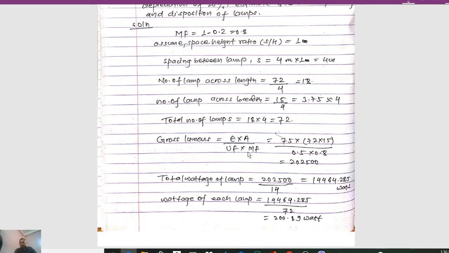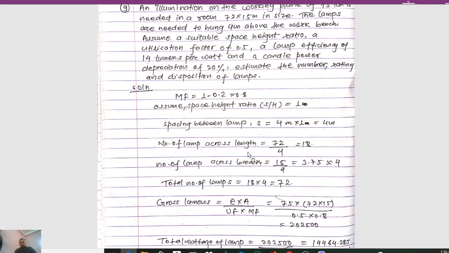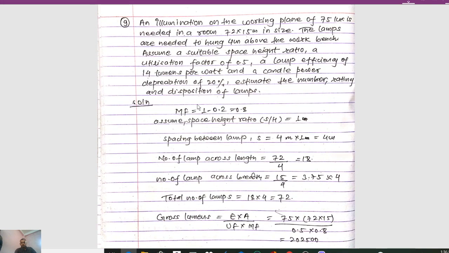And now this one is the last numerical, and this is also asked in the final exam. Now here we have an illumination on the working plane of 75 lux needed in a room of 72 into 15 meters in size. The lamps are needed to hang 4 meters above the work bench. Assume a suitable space height ratio, a utilization factor of 0.4, and a lamp efficiency of 14 lumens per watt, and a candle power depreciation of 20% is given. Estimate the number, rating and disposition of lamps.